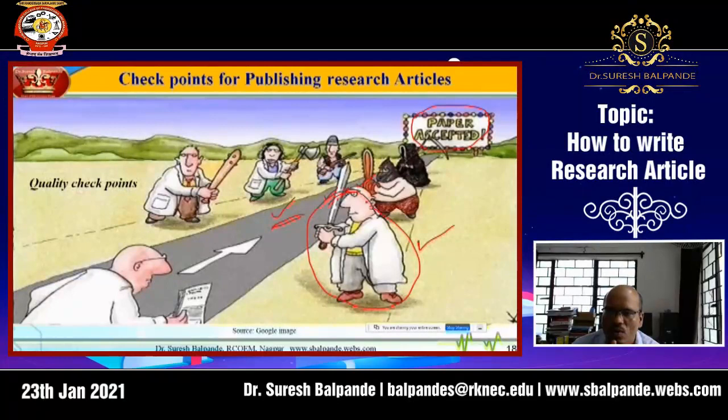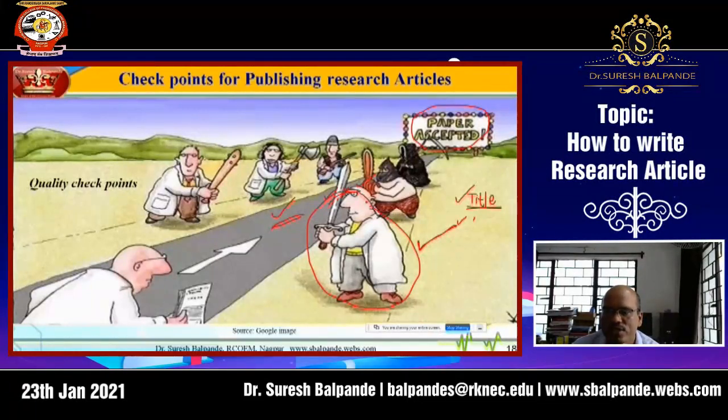As an editor, what will they see in your article? They will see the title of your article. They don't have time to read your complete manuscript, complete paper. So they will see only two or three important things. One is the title: whether it is novel or not, whether it is new or not, whether your hypothesis is handling the current problem or not.